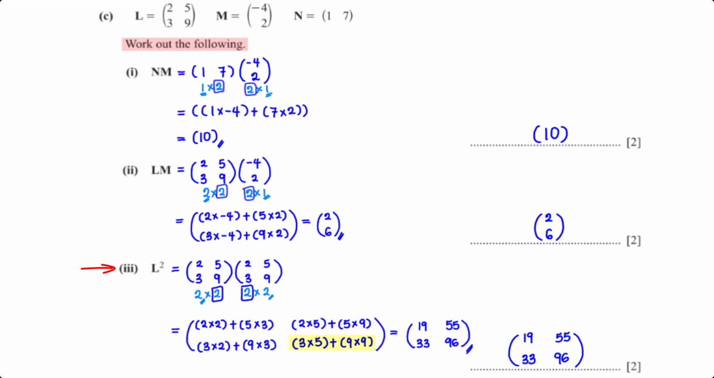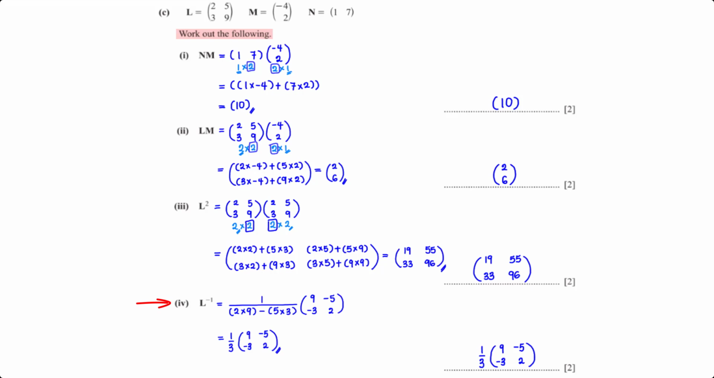To get the number in this position, we multiply the elements in row 2 of the first matrix with the elements in column 2 of the second matrix. So 3 times 5 plus 9 times 9 gives us 96.